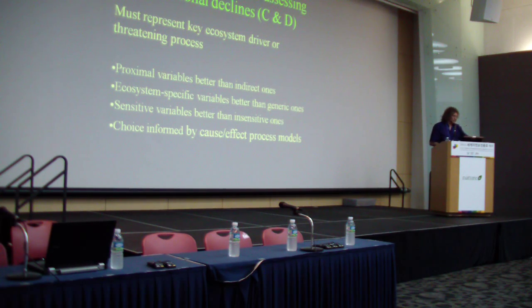One of the key issues in assessing functional decline in an ecosystem is choosing the variables for assessing the severity of decline. And the key requirement is that they must represent a key ecosystem driver or threatening process that affects the ecosystem function. So proximal variables are going to be better than indirect ones. Ecosystem-specific variables are going to be better than generic ones. Sensitive variables are going to be better than insensitive variables. And the choice needs to be informed by a cause-effect understanding of the processes that operate in the ecosystem.